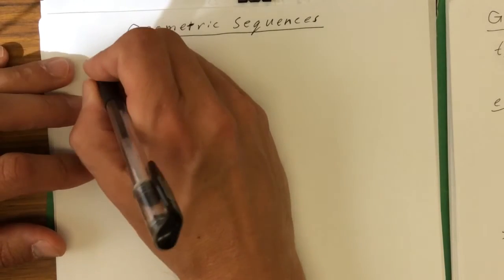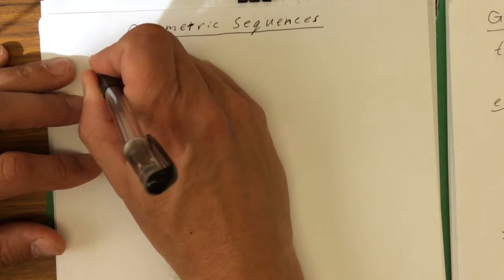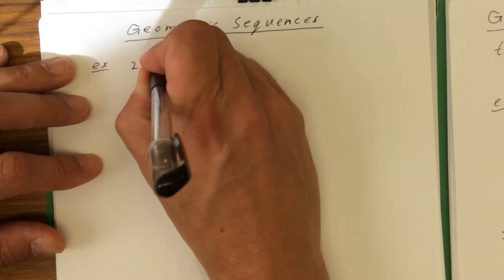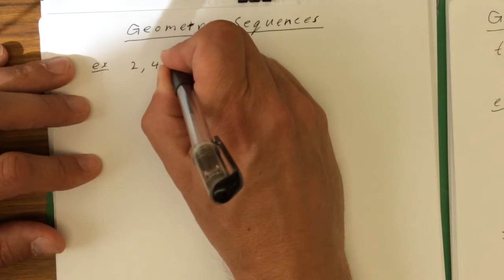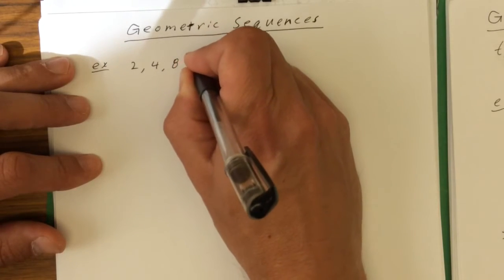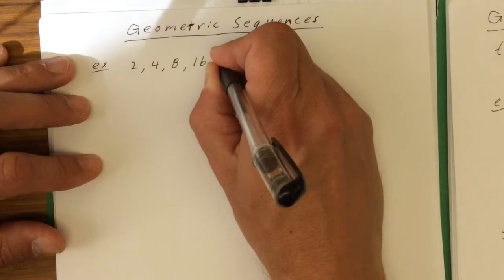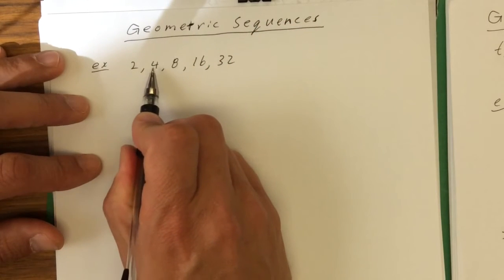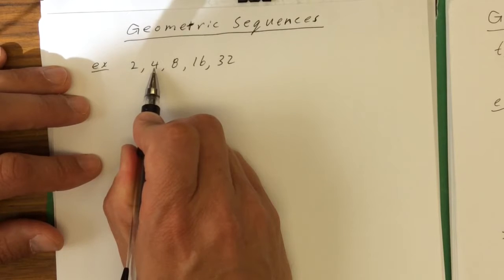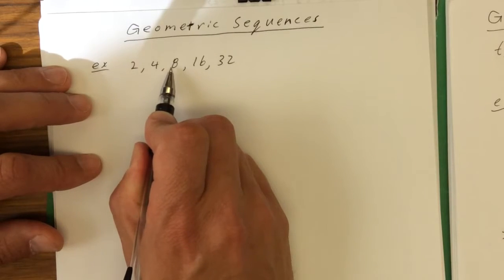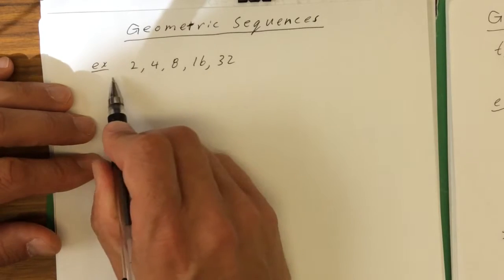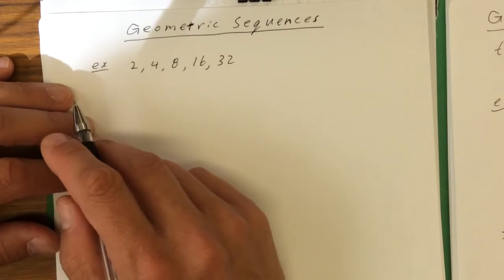So for example, you would have a sequence like 2, 4, 8, 16, and 32, where you start with 2, multiply it by 2, and you get 4. Multiply that by 2, and you get 8. That by 2, you get 16, and then 32. So this is an example of a simple geometric sequence.